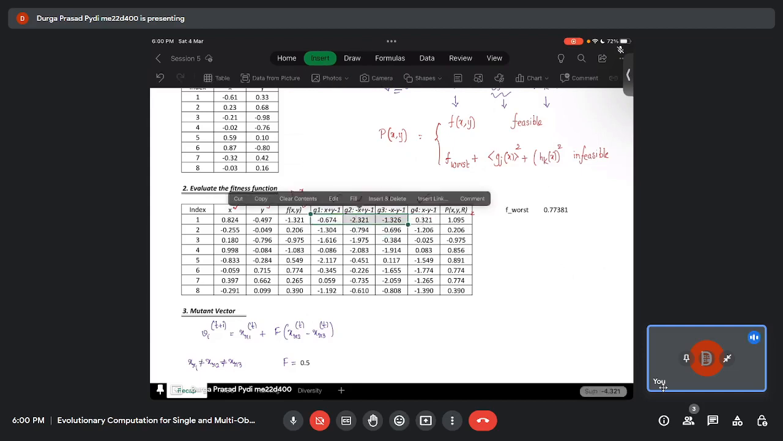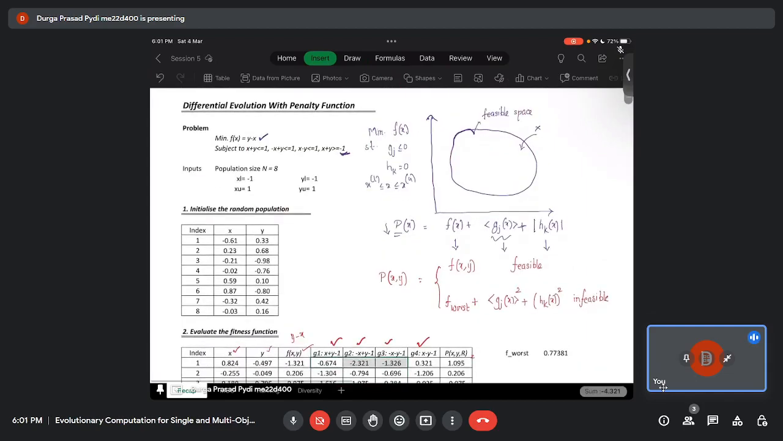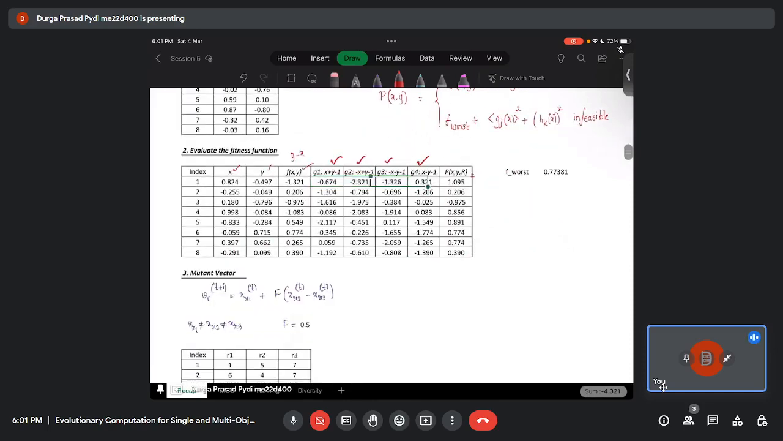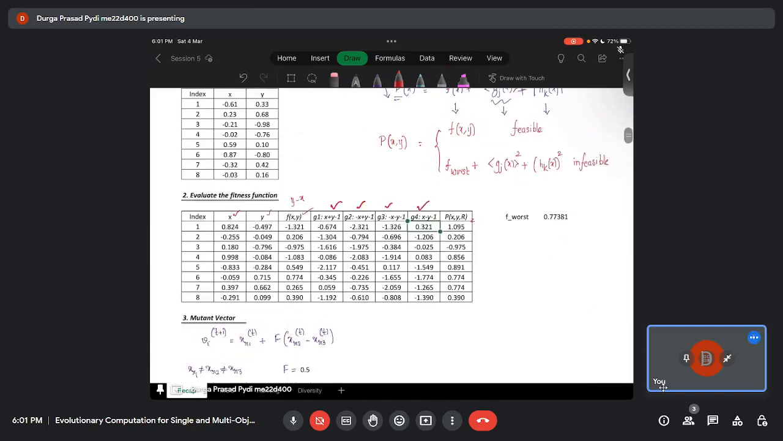All these 3 values are negative. Our original problem is formulated in that particular way where gj should be less than or equal to 0. So all these 3 are feasible, but when you see g4, it is a positive value, so it is an infeasible solution. When you have an infeasible solution, you essentially have to first get the f worst. How do we go about getting f worst?